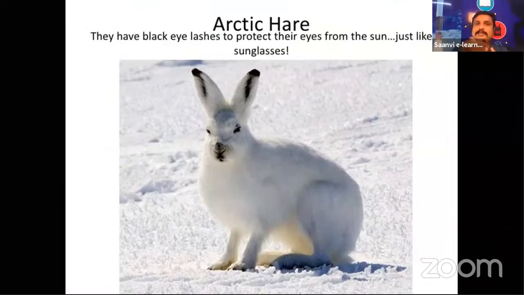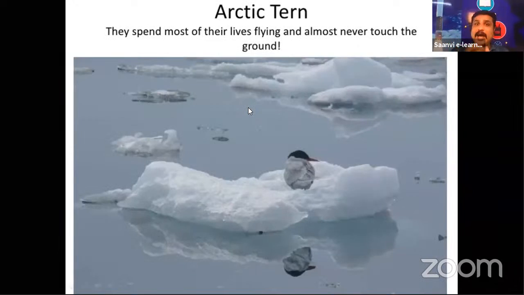And one more animal, see here, the Arctic hare is almost equal to a rabbit. Am I right? See, they have black eyelashes. A gift of God, we can say. Nowadays, here we apply some artificial eyelashes. Am I right? Their eyelashes protect their eyes from the sun. Sunrise is not good for their eyes. So it is a protective layer, just like sunglasses. They have eyelashes, it seems. Okay, so this is one more animal. And here, the Arctic tern. A small bird that spends most of its life flying and almost never touches the ground.